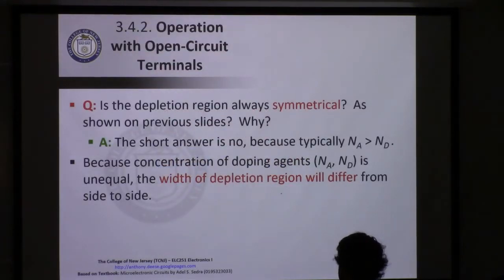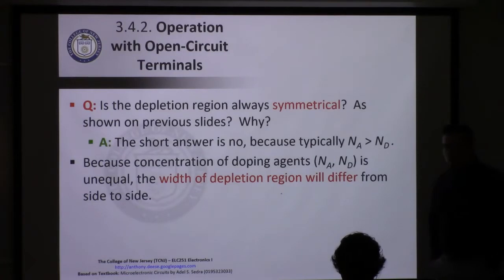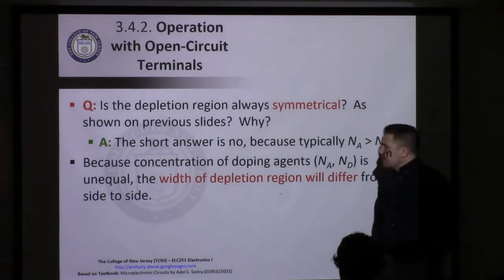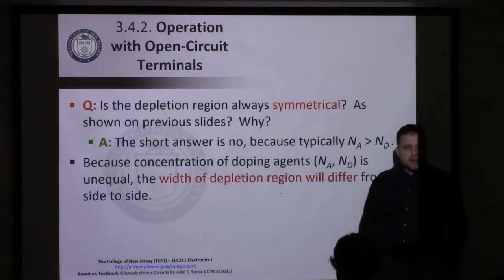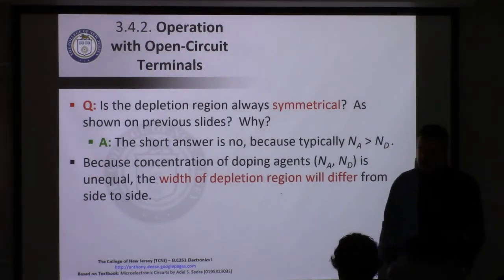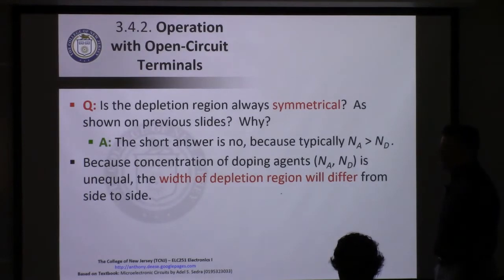Okay, now, a couple of other questions. As we get more and more familiar with the pn-junction, let's ask the question, is the depletion region always symmetrical? Is it always the same width on either side? And the answer to that is no.